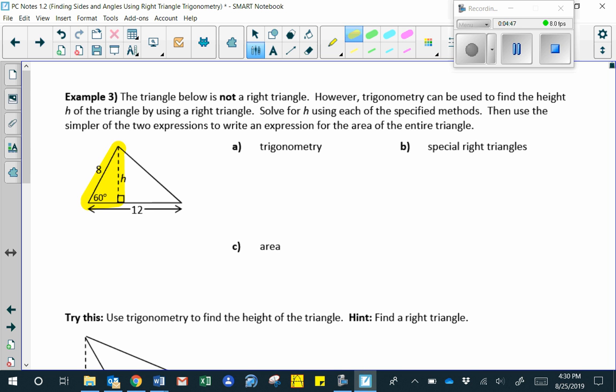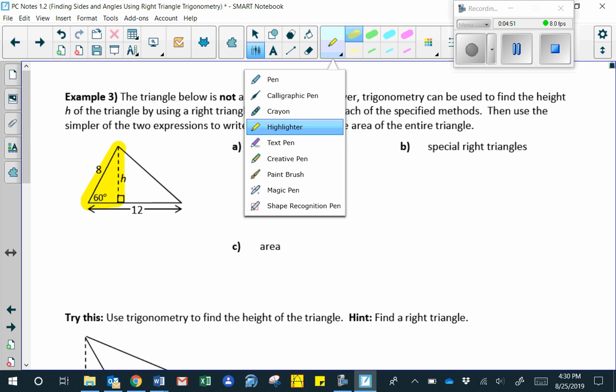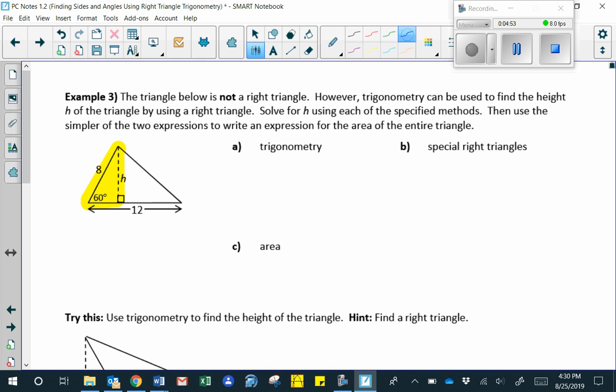Looking at that little highlighted portion of the triangle, we do have a right triangle inside of the big triangle. There's a 60-degree angle, h is opposite, and 8 is the hypotenuse of that right triangle. So using trigonometry, sine of 60 degrees is equal to the opposite h over the hypotenuse 8, which means that h is equal to 8 times the sine of 60 degrees.